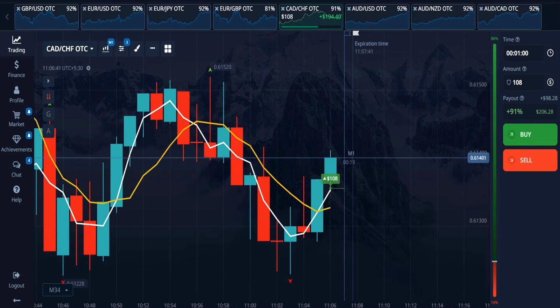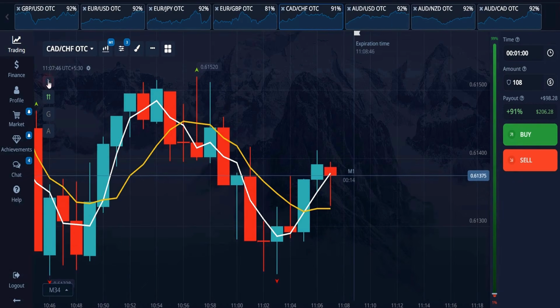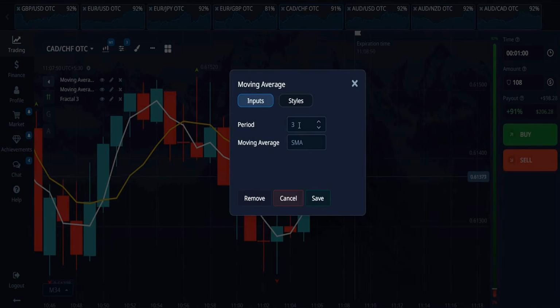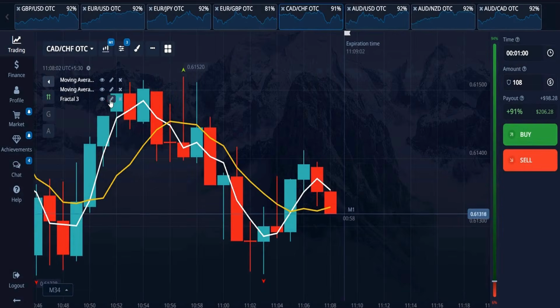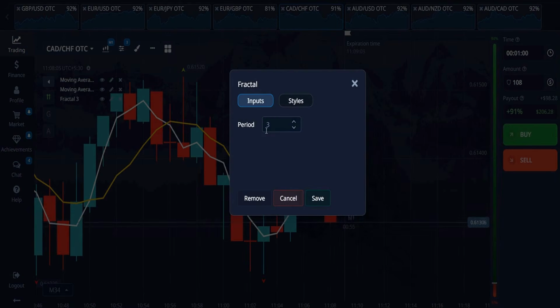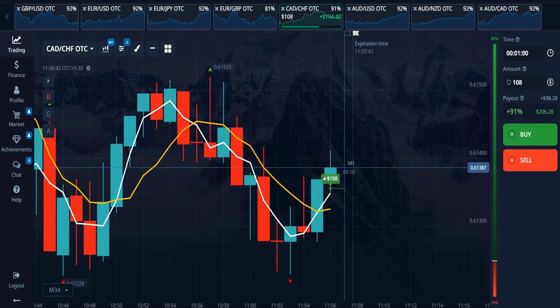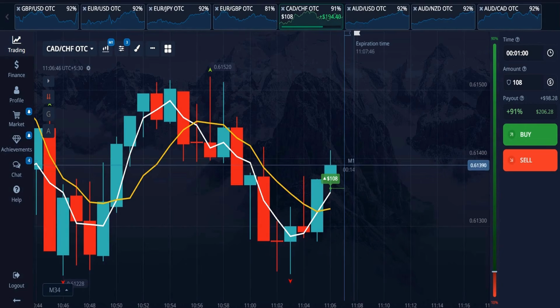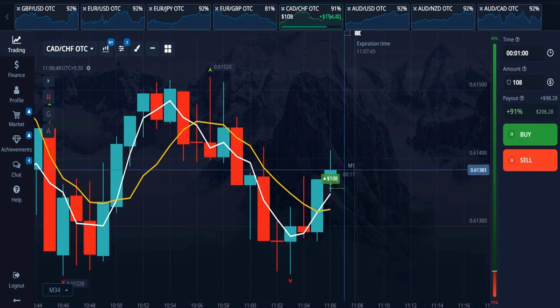Now that the trade is active, let's quickly go over the indicator settings for this strategy so you can set them up on your own trading platform. Fast-moving average. Set the period to 3 and choose the color white. Slow-moving average. Set the period to 7 and choose the color red. Fractal indicator. Set the period to 3 to optimize the signals. Once you have these settings applied, you're ready to spot potential trade setups just like this one.